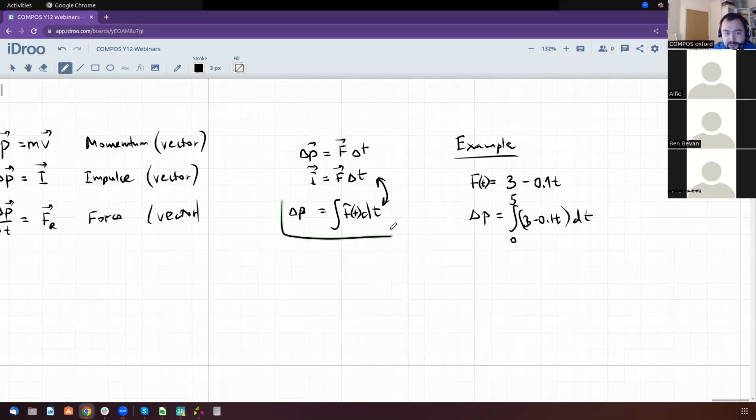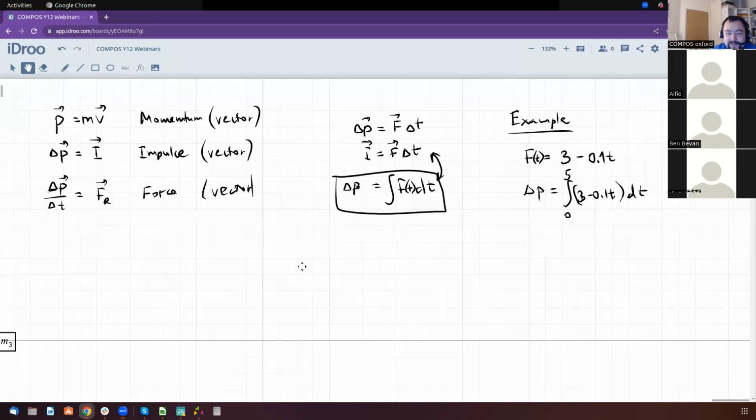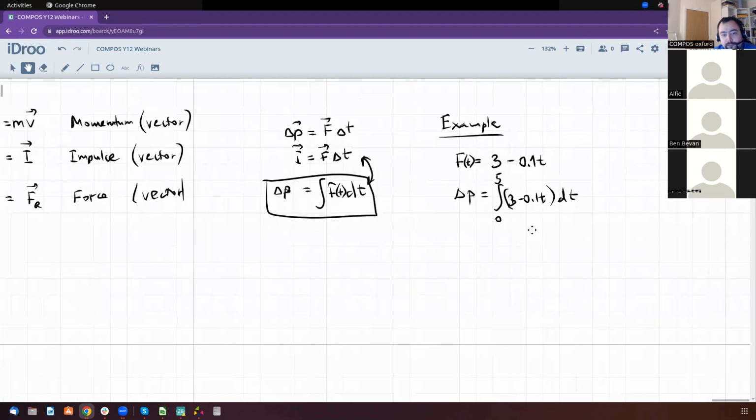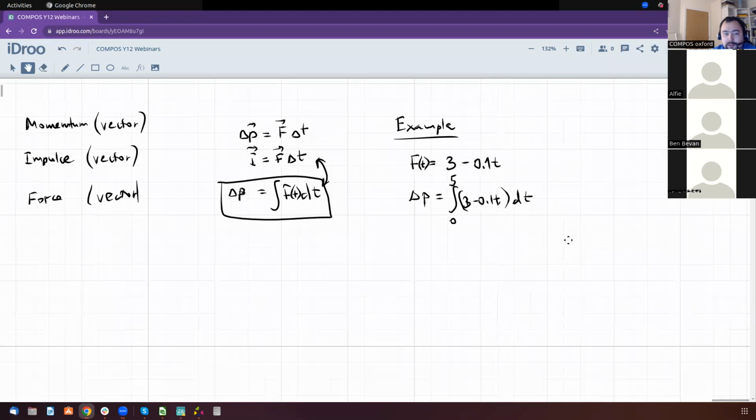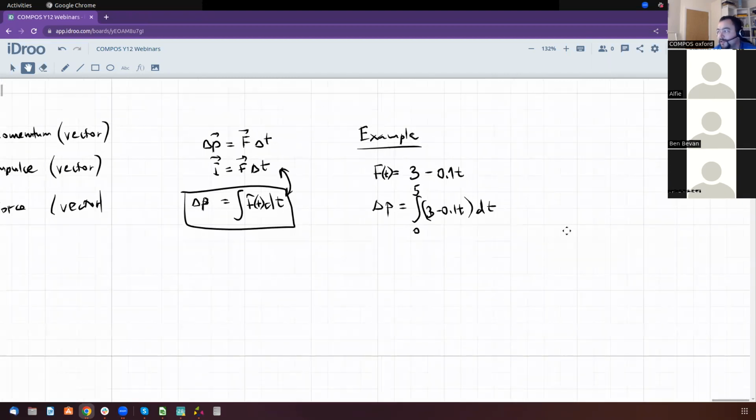If you maybe look into this, the change in momentum is the integral of force with respect to time. Isn't the integral of force just momentum, not change in momentum? Oh, no, because a force changes momentum. Newton's second law says the force is a change in momentum.